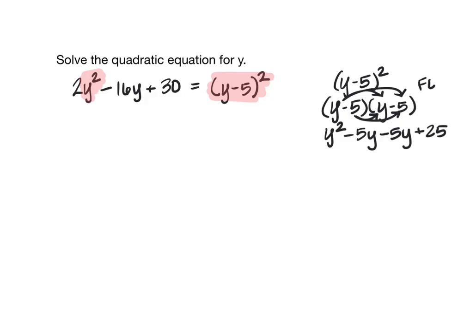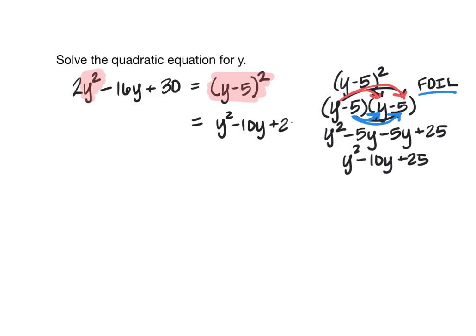Many of you probably learned the acronym FOIL to help with this, and that also works here. F is first, y times y, O is for outside, outside is y times negative 5, and then the inside is this minus 5 times y, and last is the minus 5 times the minus 5. So you can use the FOIL acronym if that helps you. So when we combine like terms, we have y squared minus 10y plus 25. And that's going to be on the right side of our equation. Y squared minus 10y plus 25.